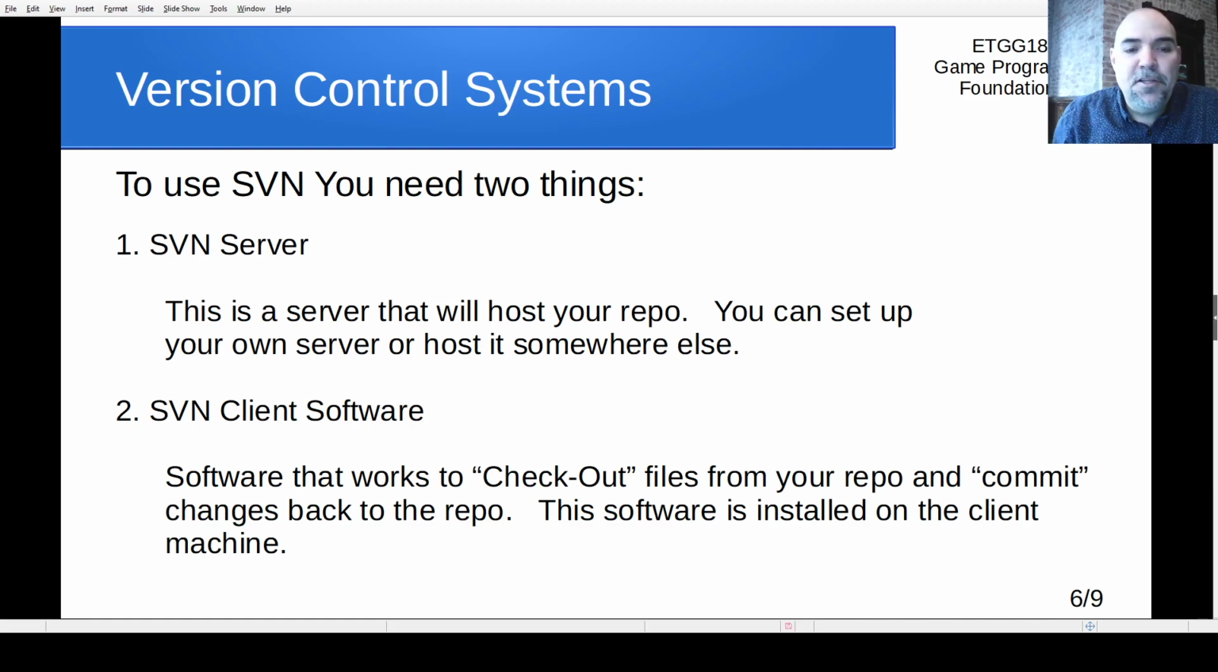All right, so to set up and use SVN, we need two things. The first thing is we need some sort of repo on a server somewhere. Now, that server is going to hold the database that has your files for that repository. So that's the first thing you need. And you can set up your own server, or what most people do, you can host it somewhere. And as we're going to see in a little bit, especially for a class project like this, you can host your repo for free.